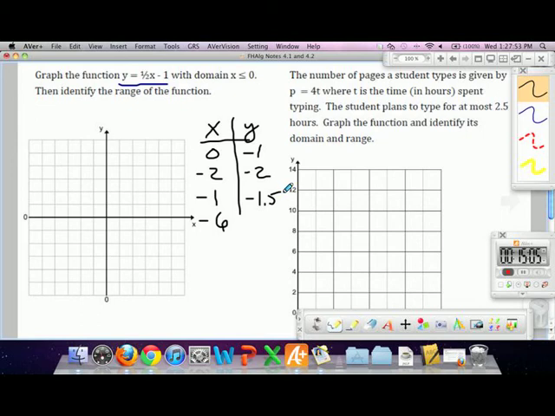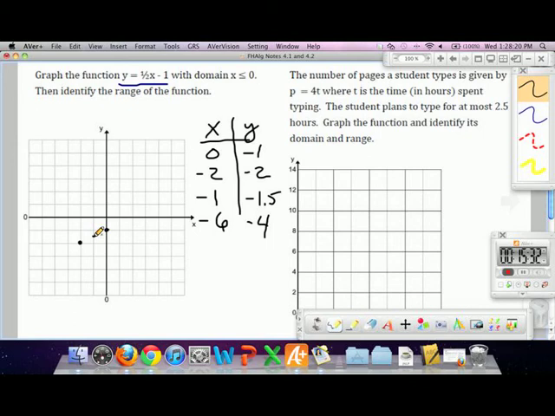And let's plot these. Left and right 0, down 1. Left 2, down 2. Left 1, down 1.5. Do our best estimate. Left 6, down 4. And if you wanted to pick some other numbers, you could and plot them.